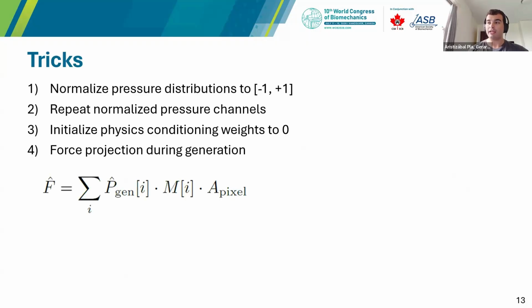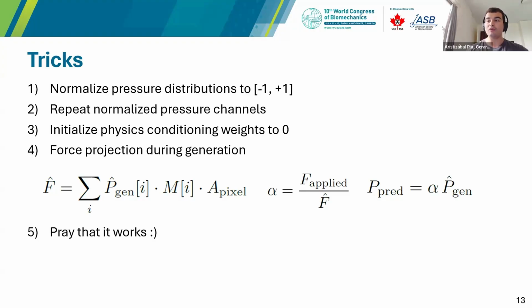The idea is that here f hat essentially denotes the computed pressures from the predicted pressure map. By summing all the pressures times the area of all the pixels, we come up with this coefficient, in which F applied is the ground truth force applied, and then we just use this coefficient to scale all the pressures to ensure that their sum is equal to the known force. And then the last trick, which is extremely important, is that you need to play, so that all this will work. And so now getting into some results.